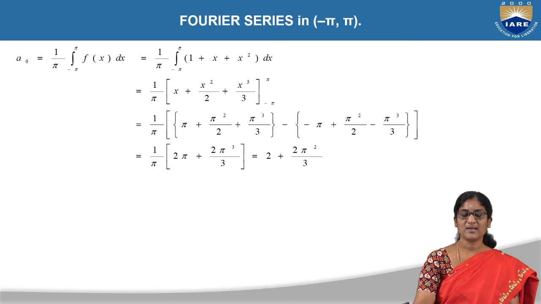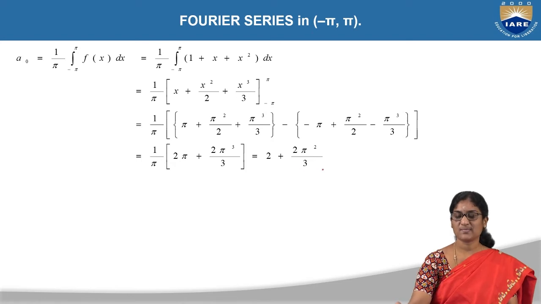So 1 by pi, substituting the upper limit, pi plus pi square by 2 plus pi cube by 3, minus, substituting the lower limit, minus pi plus pi square by 2 minus pi cube by 3. So after cancelling the like terms and unlike terms and getting it in the least form, we will get the a0 value as 1 by pi, 2 pi plus 2 pi cube by 3. So that is 2 plus 2 pi square by 3.